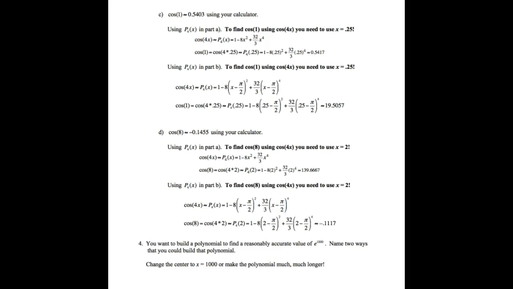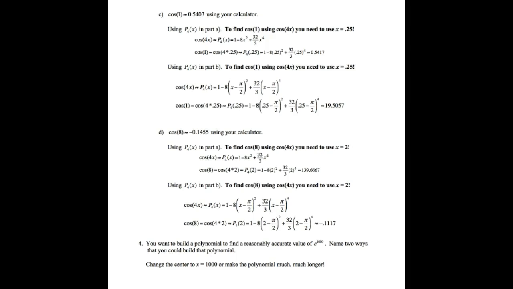Now using the polynomial is a little bit trickier. We're using p sub 4 of x from part A to find the cosine of 1. But remember that this p sub 4 of x represents the cosine of 4x. So that x would have to be 0.25. So given the cosine of 4x is approximately p sub 4 of x, which is 1 minus 8x squared plus 32 over 3 x to the fourth, the cosine of 1 will equal the cosine of 4 times that x of 0.25. So when we go to the polynomial, we have to put in p sub 4 of 0.25.